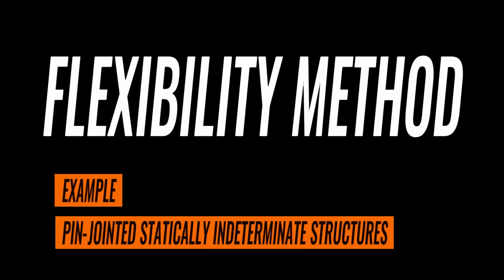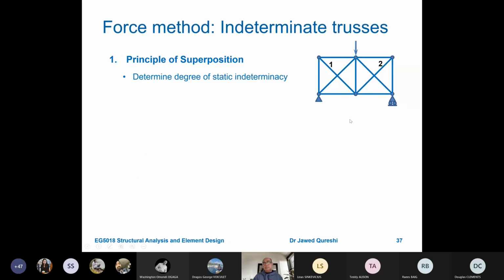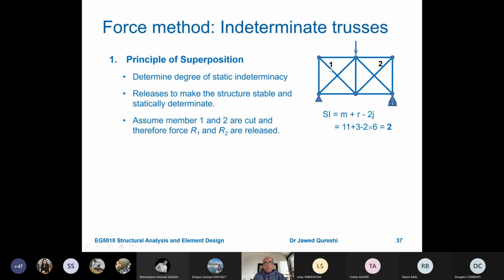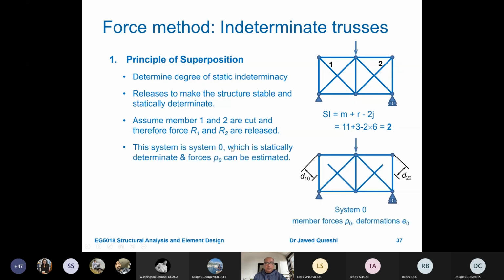Let us solve one example on indeterminate trusses. What do we do in this case? In this case, we have SI is equal to m plus r minus 2j. We can see that static indeterminacy is 2, which means that 2 members have to be removed. So now we have removed 1 member and the second member. Then we have to make cut at these points and we have to remove 1 member at a time. Then it will have these redundants when we remove these members.